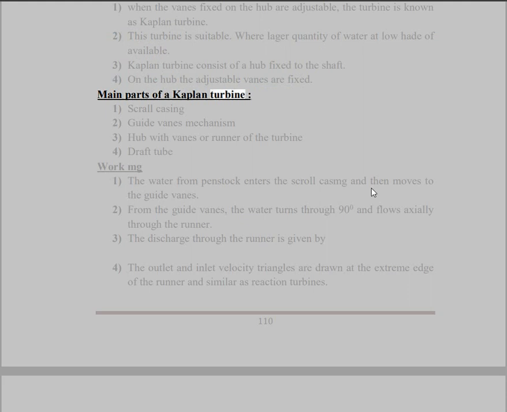Main parts of a Kaplan turbine: 1. Scroll casing. 2. Guide vanes mechanism. 3. Hub with vanes, or runner of the turbine. 4. Draft tube.